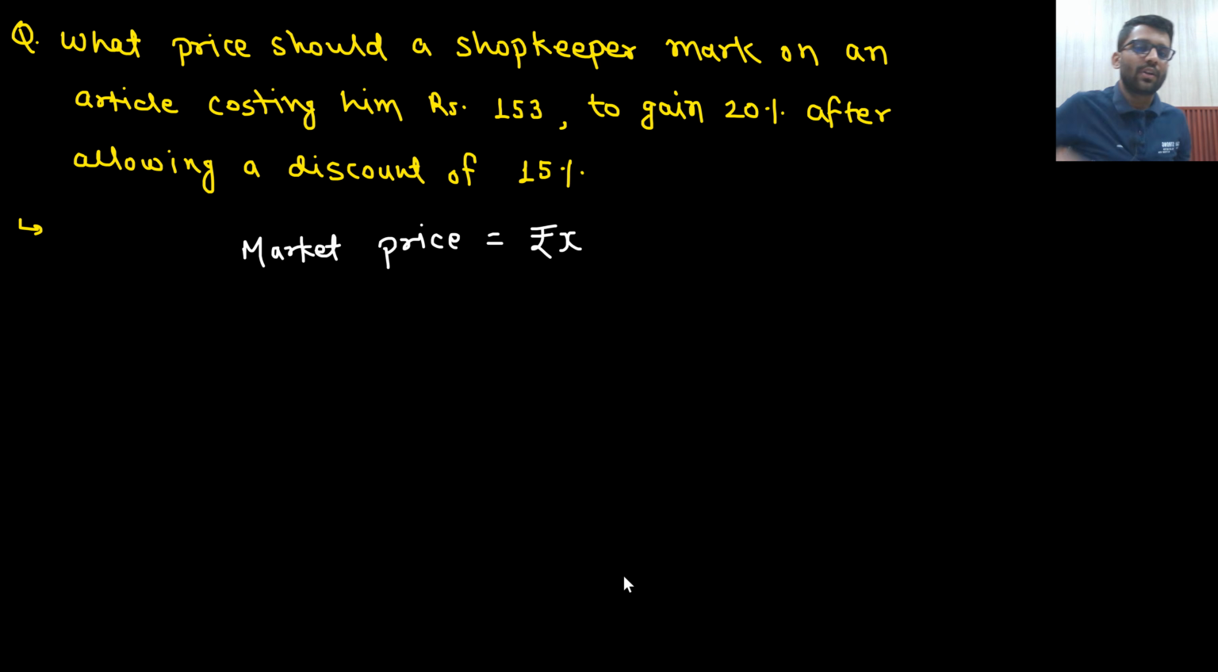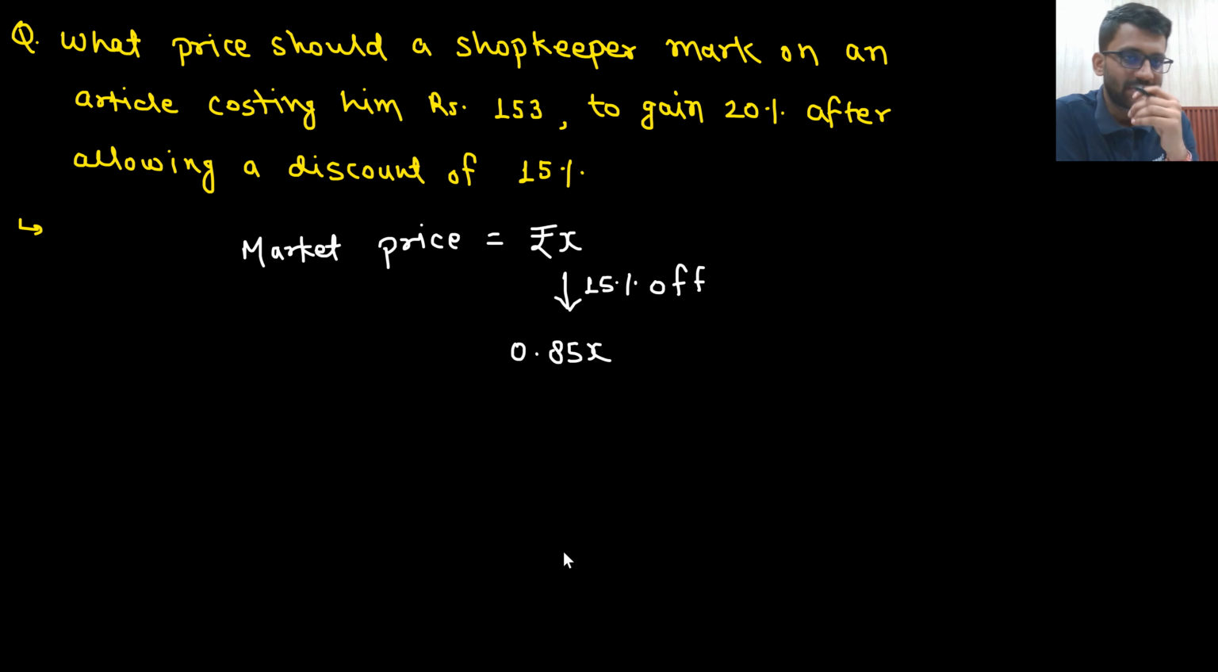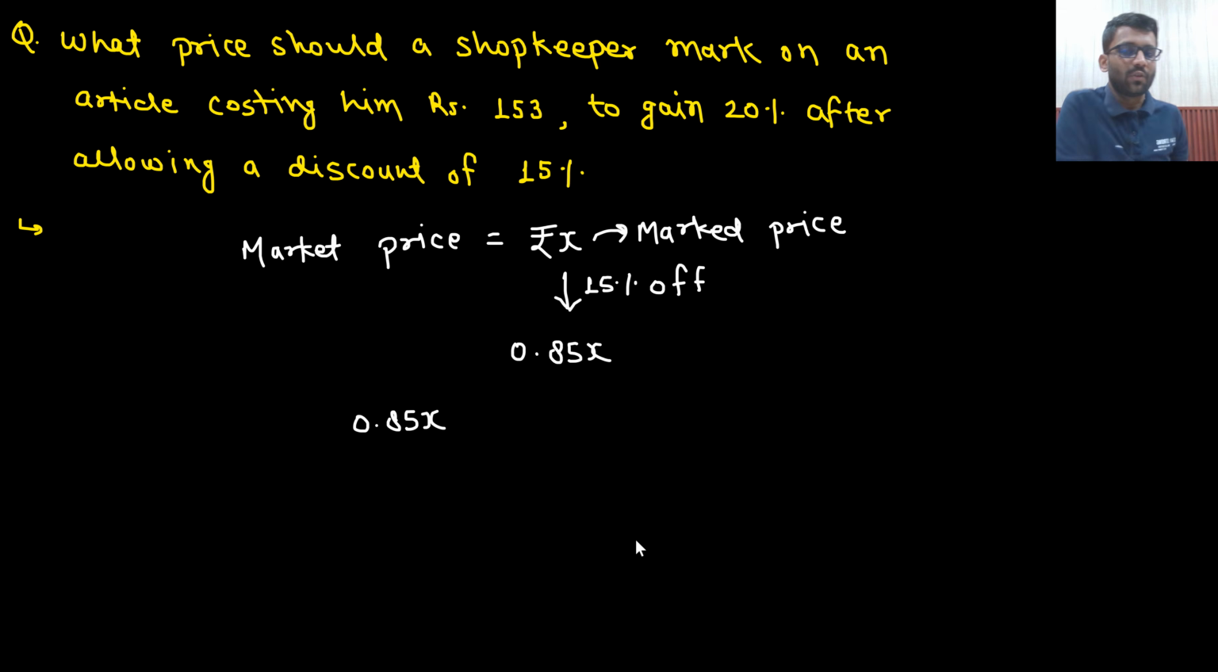Now what the shopkeeper is saying is that I am giving you 15% off. That means I am selling it at 85% of X. Now, even if he is selling at 85% of the marked price, this is the marked price, and he is saying that I am giving a discount of 15%. That means I am selling at 0.85x rupees.